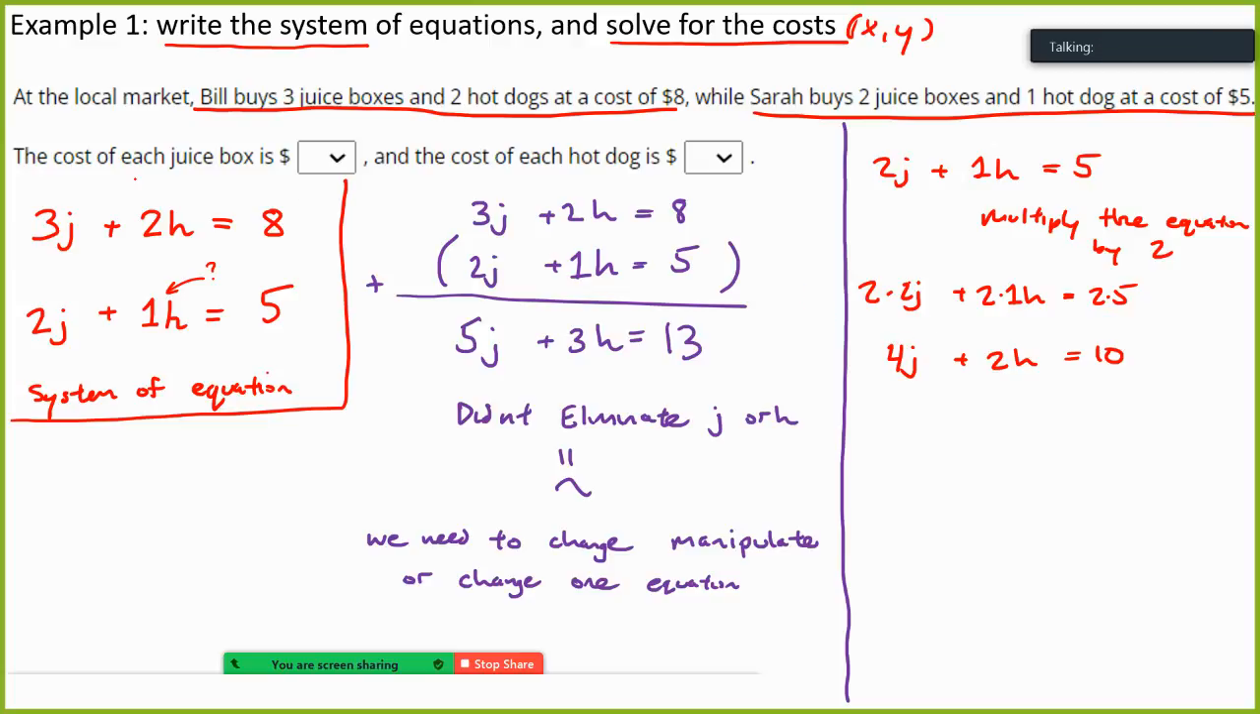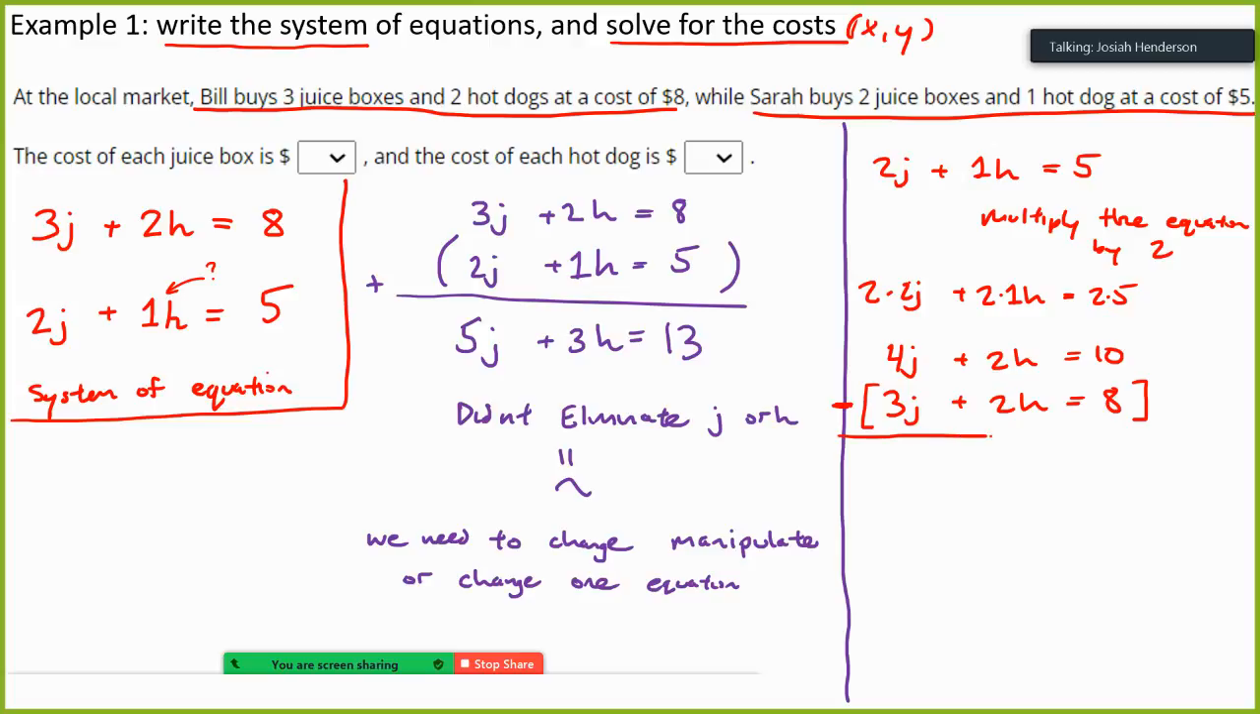Now, let's take our 3j plus 2h equals 8 equation. So back to the beginning, I'm looking at my originals. I changed one of them. Let's take the other original, 3j plus 2h equals 8. I'm going to put that below like this. And now we're happy because the h's match. We didn't make both j and h match. We won't ever be able to do that. It'll probably just be one or the other. But since these match, now we can subtract.